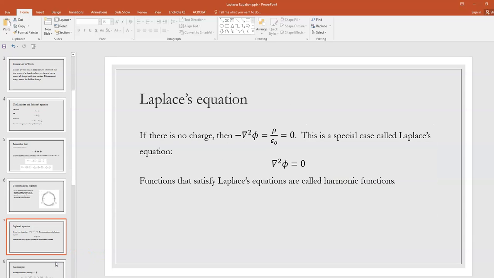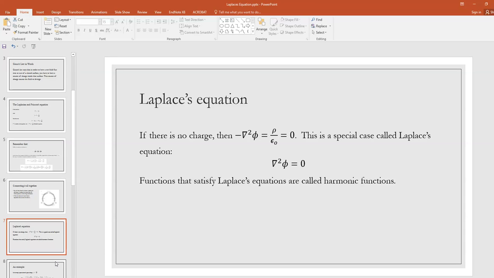Now, the new material for today is Laplace's equation. The Laplacian is the gradient operator squared, del squared, or del dot del. And so Laplace's equation is a special case of Poisson's equation in which the charge distribution is zero. So in other words, it's the solutions for empty space. If there is no charge, then rho is equal to 0, and that means that minus del squared phi is 0, and you end up with the equation del squared phi is equal to 0.